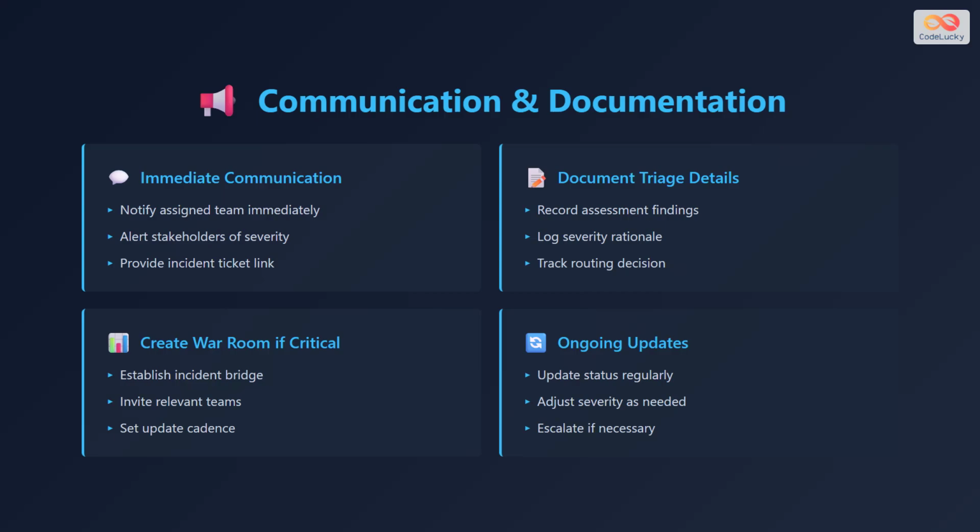Immediate communication is crucial. Notify the assigned team right away, alert stakeholders about the severity, and provide them with the incident ticket link so they can track progress. Document all triage details, including your assessment findings, the reasoning behind the severity decision, and the routing decision. If the incident is critical, create a war room by establishing an incident bridge, inviting all relevant teams, and setting a regular update cadence. Throughout the incident, continue updating the status regularly, adjust the severity as new information emerges, and escalate if necessary.